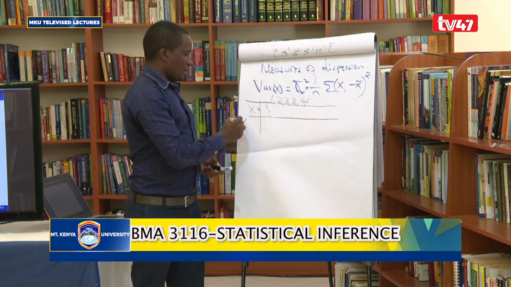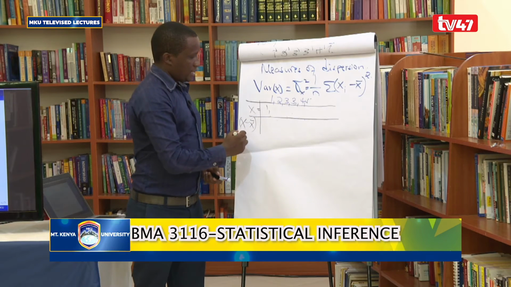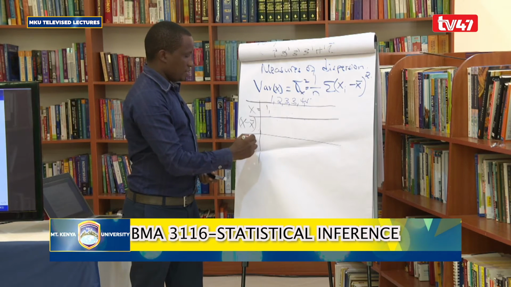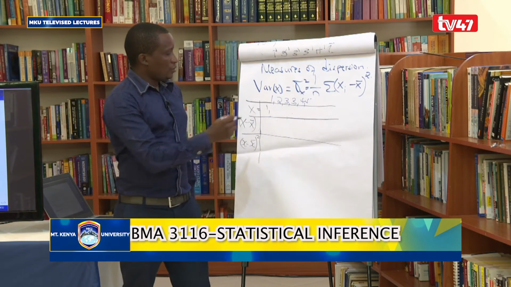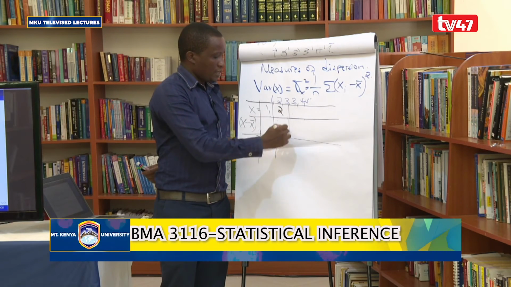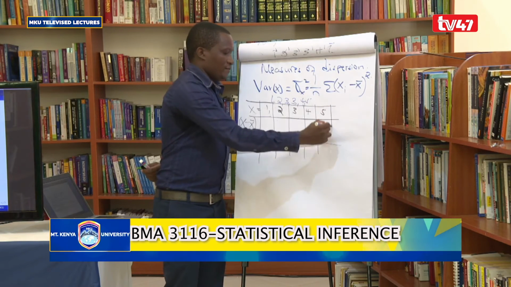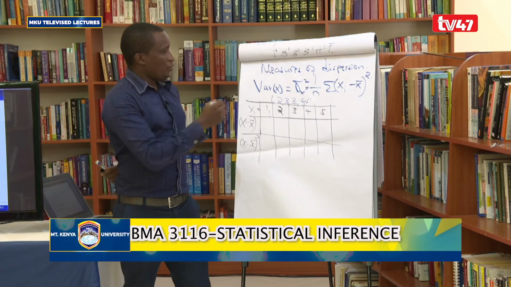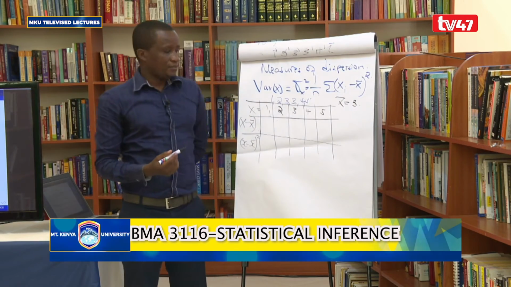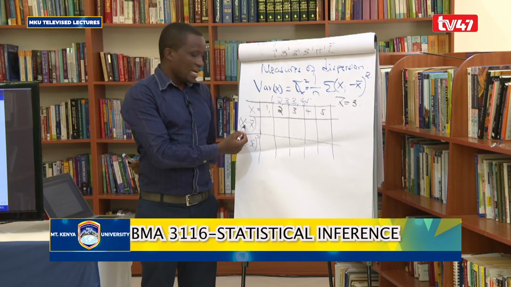Then we can have our x minus x bar, and then we can square x minus x bar squared. Now we have 1, 2, 3, 4, and 5. Now, we got x bar for the same set of data as 3. So in this case, we'll be taking each value in x, subtracting 3.